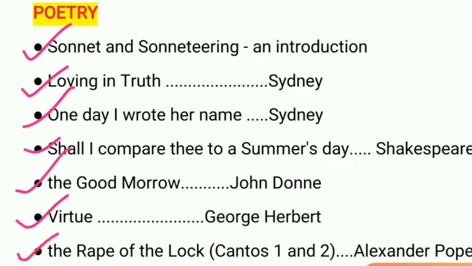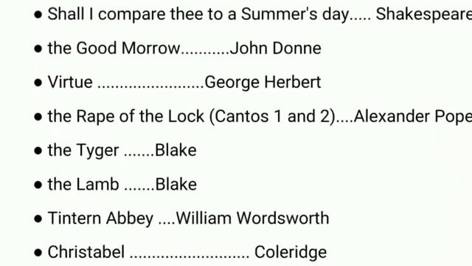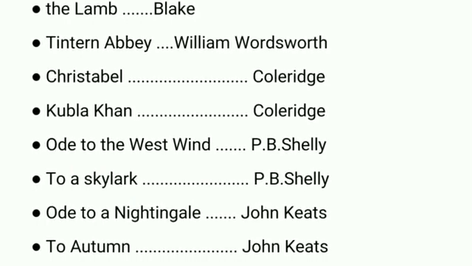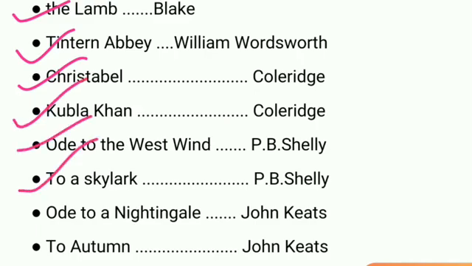Next, The Rape of the Lock, Cantos 1 and 2 only, by Alexander Pope. The Tiger by Blake, which is from Songs of Experience. The Lamb by Blake, this one is from Songs of Innocence, and the previous one, as I have already told, was from Songs of Experience. Tintern Abbey, Christabel by Coleridge, Kubla Khan by Coleridge, Ode to the West Wind by P.B. Shelley, To a Skylark by P.B. Shelley, Ode to a Nightingale by John Keats, To Autumn by John Keats.